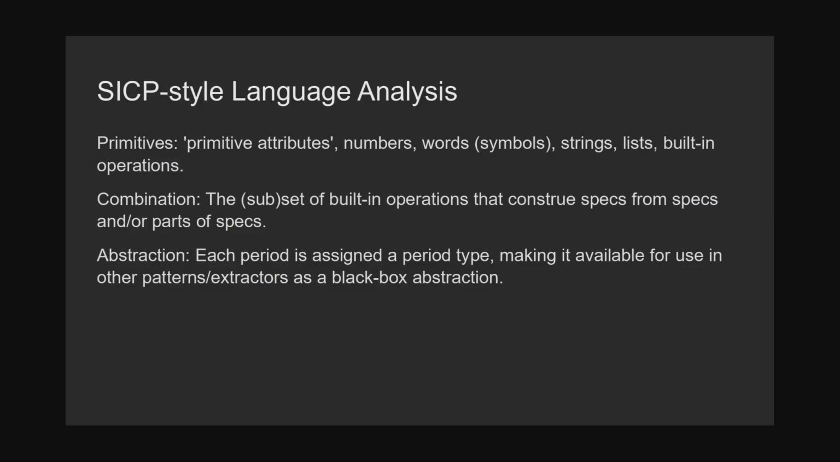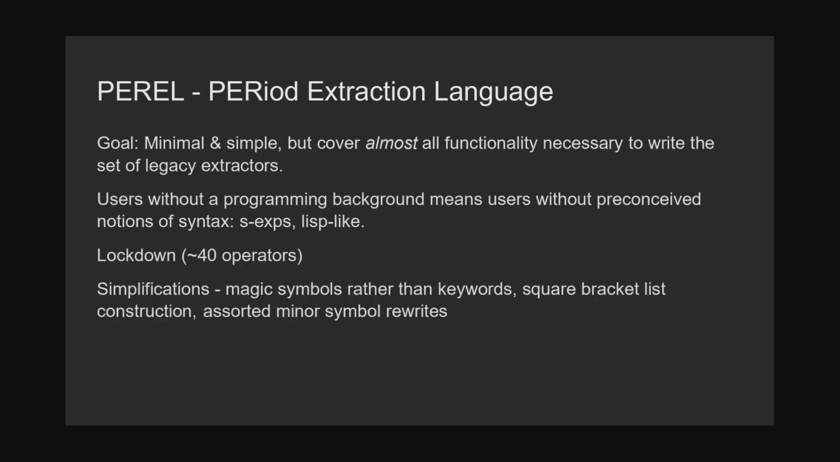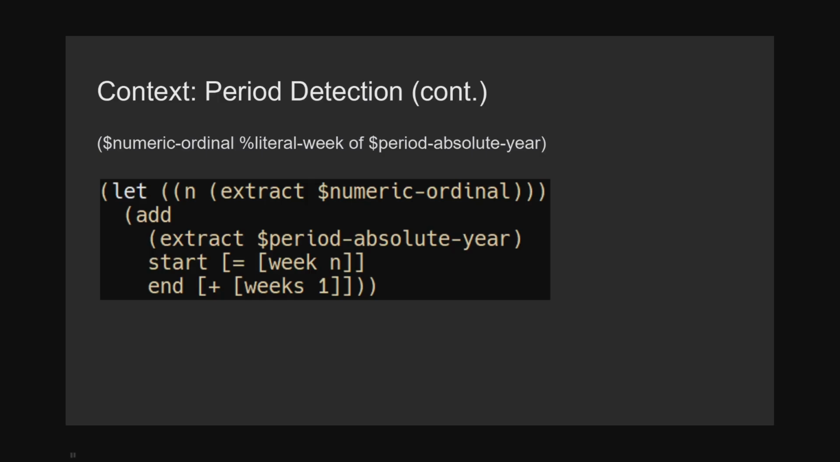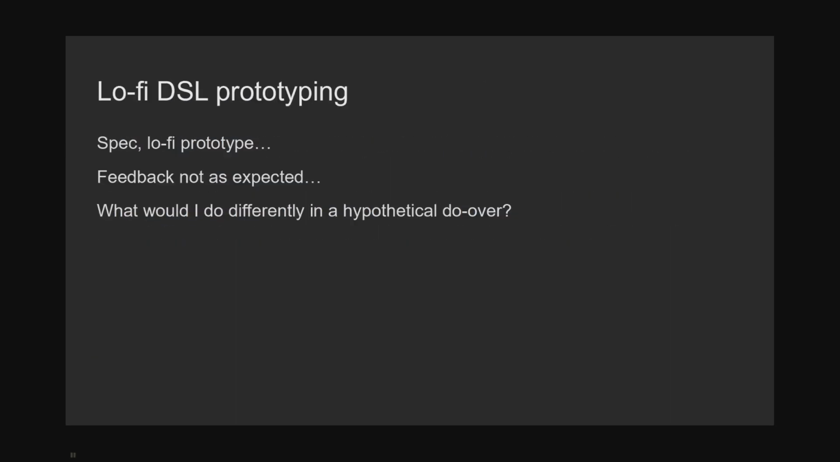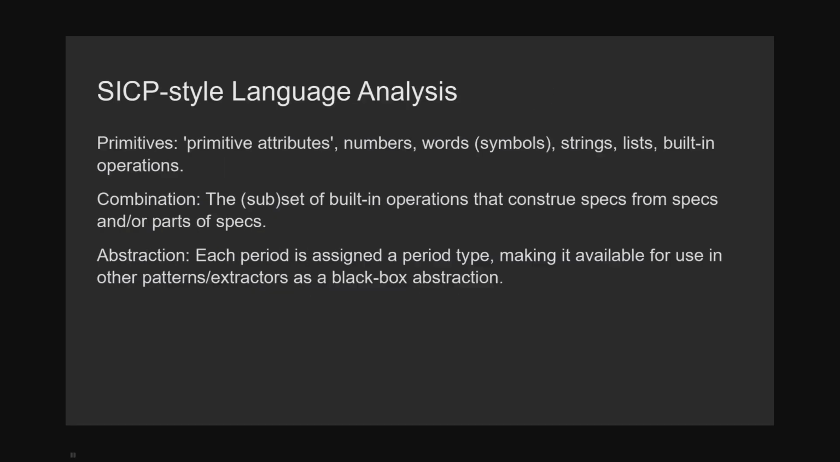So, six-style language analysis. What are the primitives of the language? We get these attributes from the existing parts of the system, like we saw in the patterns earlier: numeric, ordinal, literal, weak, all of that. Then we have numbers, words, aka symbols, strings, lists, and all of these built-in operations. From the end-user perspective, all of the operations are built in.